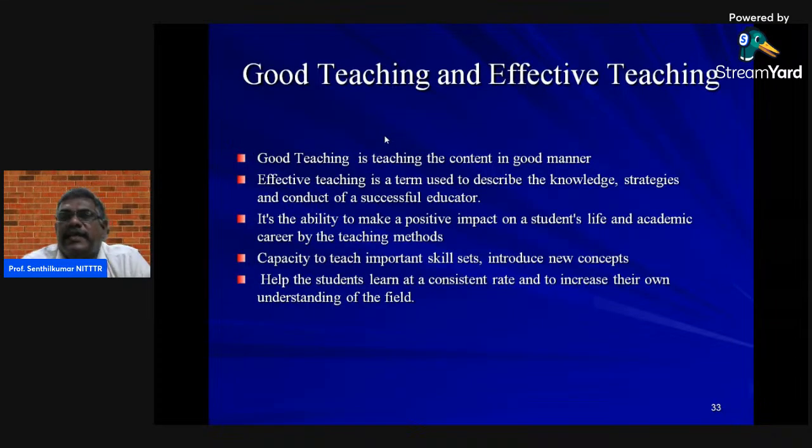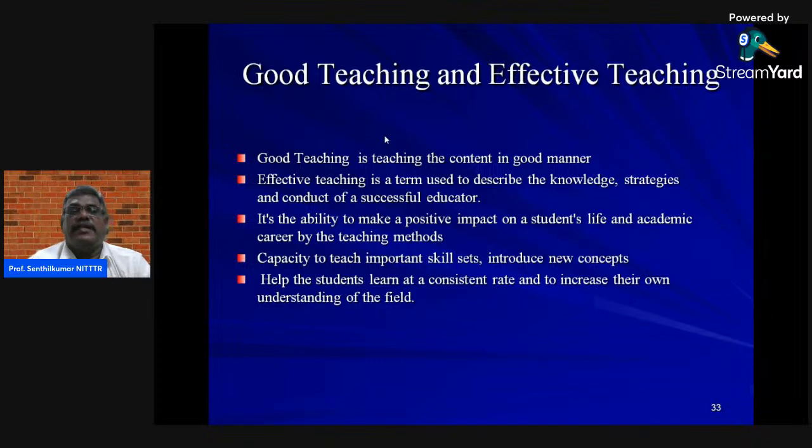Suppose good teaching and effective teaching. Nowadays, effective teaching, what is it? Suppose after completing your studies, you are also working in some places. At that time, in your mind there are only some teachers who are based on effective methods. Normally, good teaching is teaching the content in a good manner. Whatever content they have to transfer, that is a good teacher.